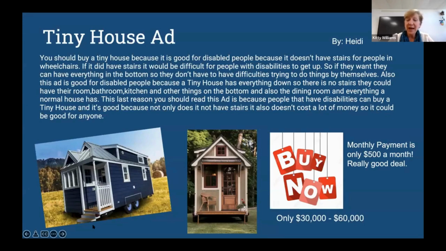But in addition to actually building the model of the tiny house, they had to create an advertisement. And this is Heidi's advertisement for her tiny house. They had to do some research as well, looking at what is the general cost, what would the payments be. So you can see a lot of that literacy, math, science integration into these different projects. I'll just read this one for you.